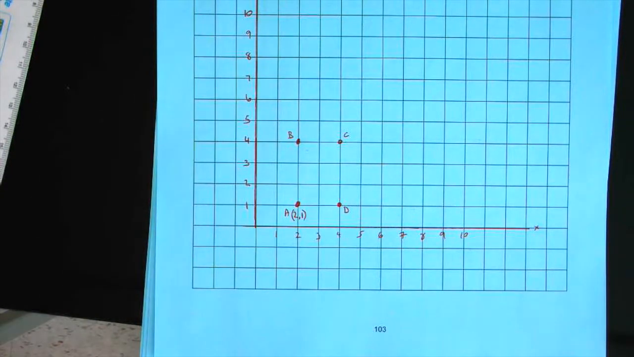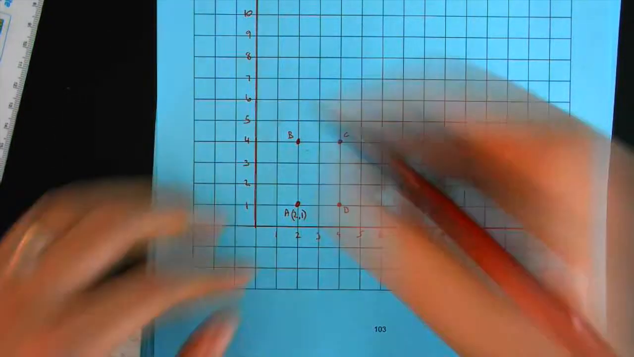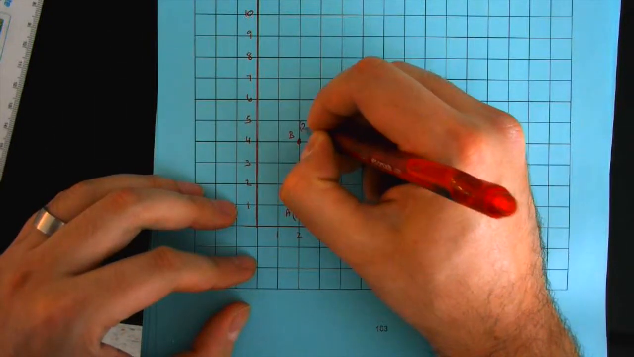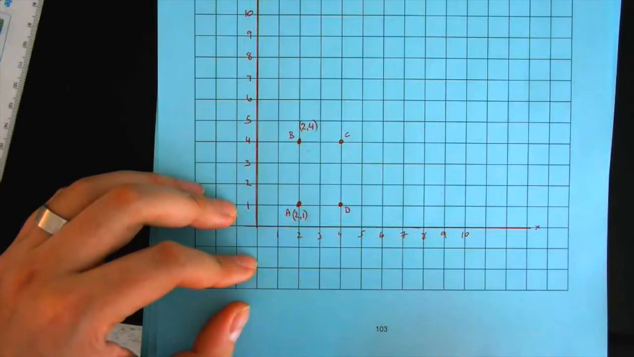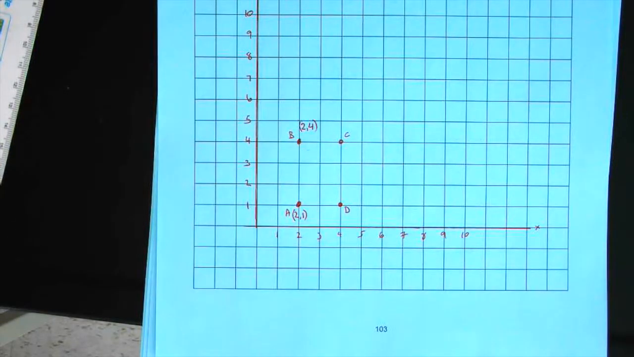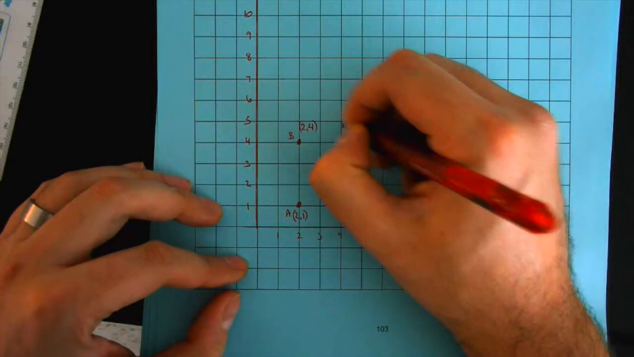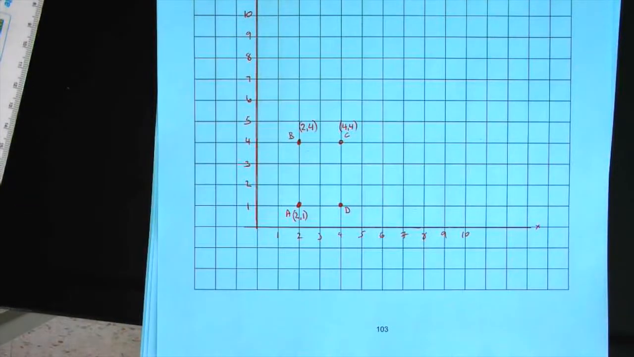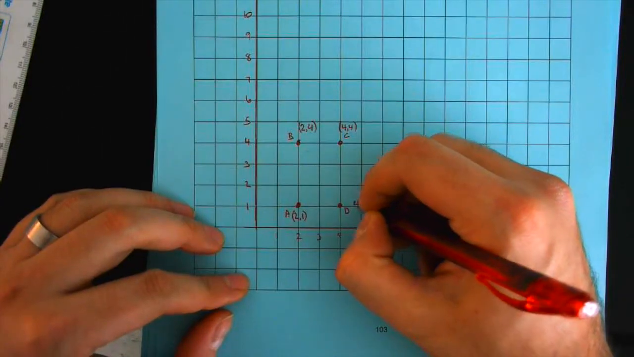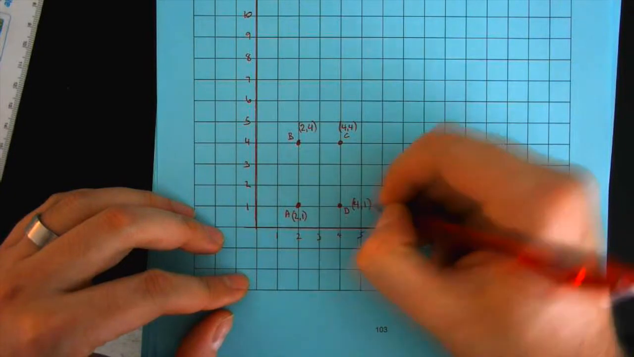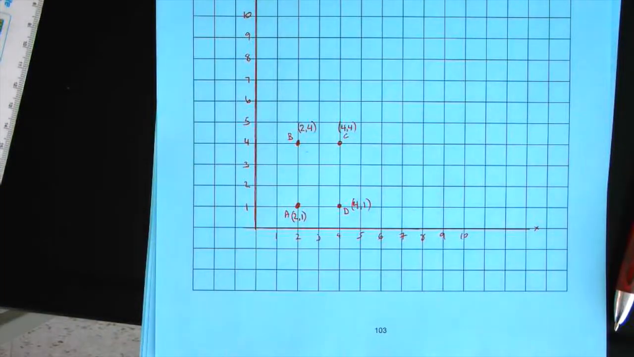Very simple answer. Isa, can you tell me the coordinates for point B? It's 2, 4. Okay. What about point C, Mubashir? 4, 4. Okay. And you should give me the coordinates for D, please. 4, 1. Okay. So let me round this out here so we can see.